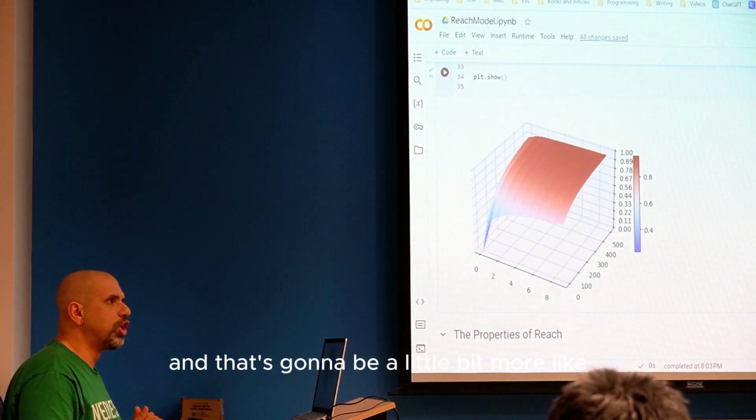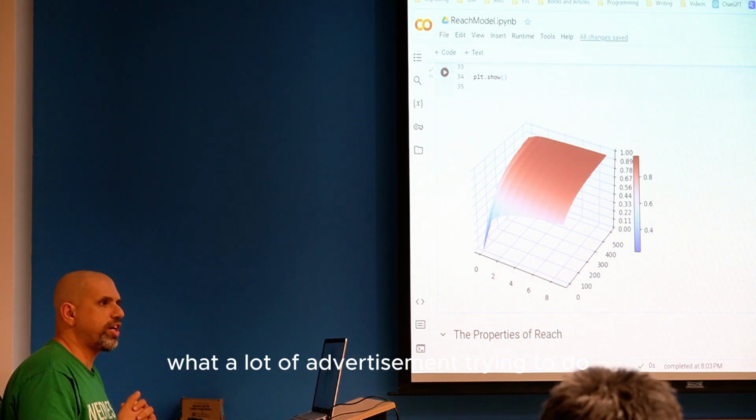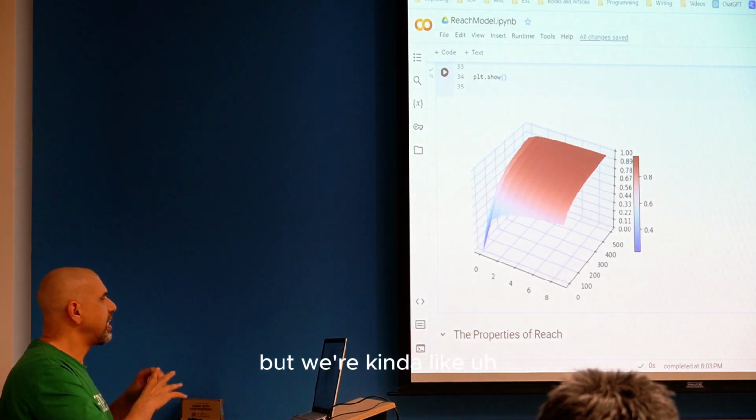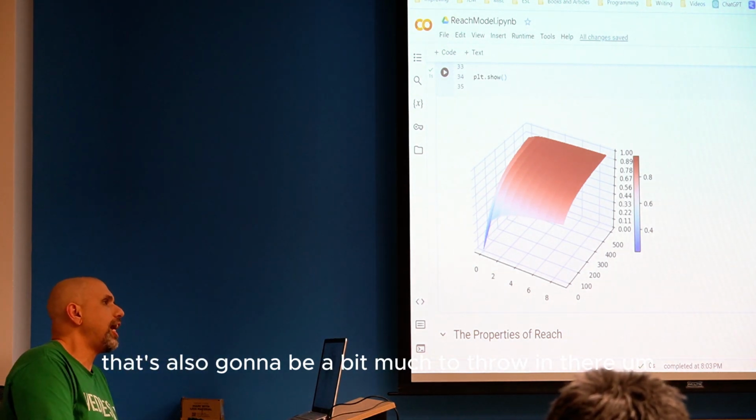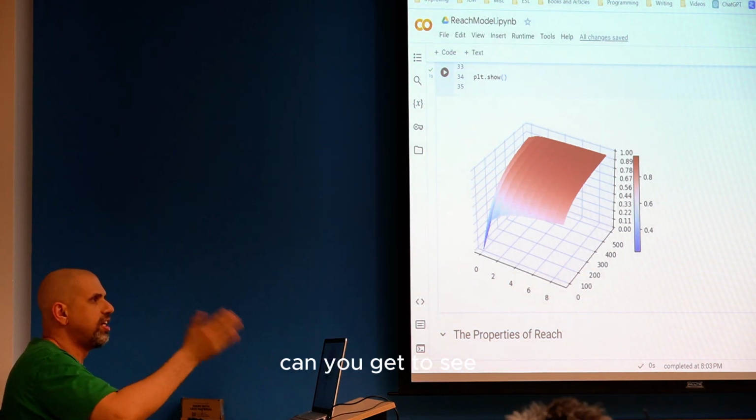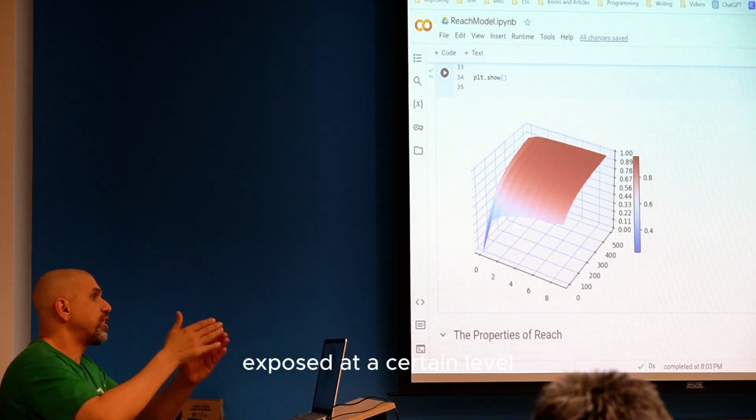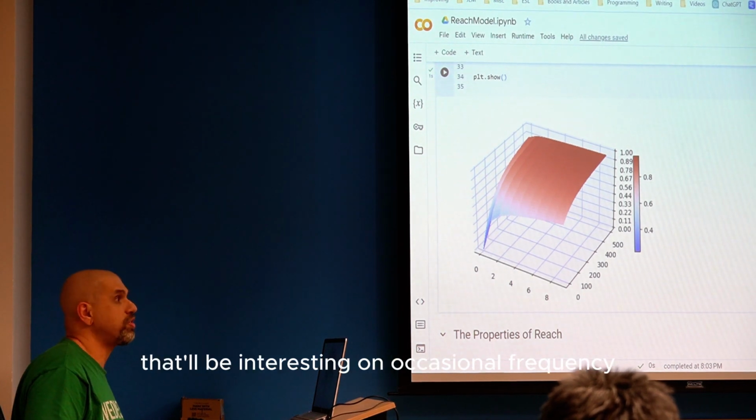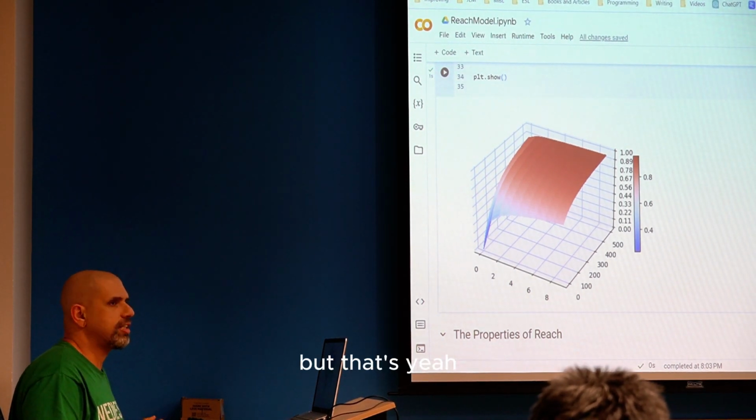And that's going to be a little bit more like what a lot of advertisers are trying to do. But we felt that was also going to be a bit much to throw in there. Although the frequency level is kind of interesting, especially with binomial trials, because you get to see the probability of being exposed at a certain level, and you can probably use that. That'd be an interesting application for frequency.